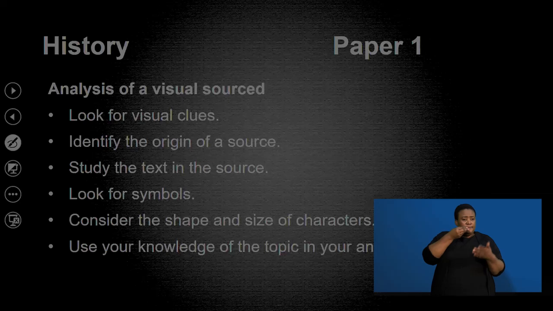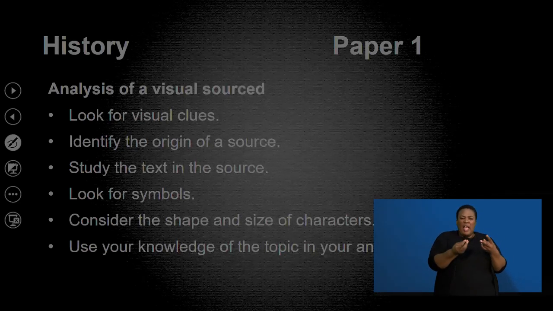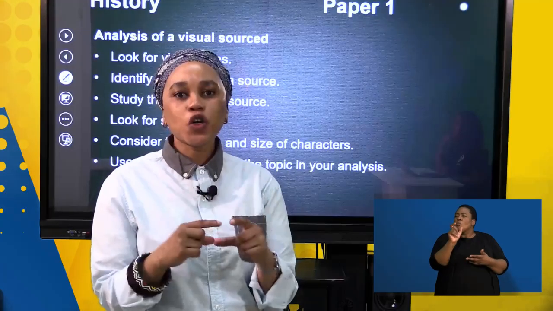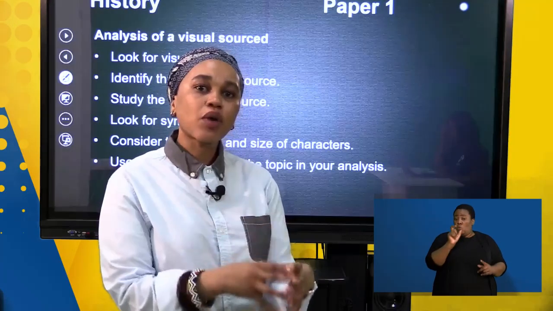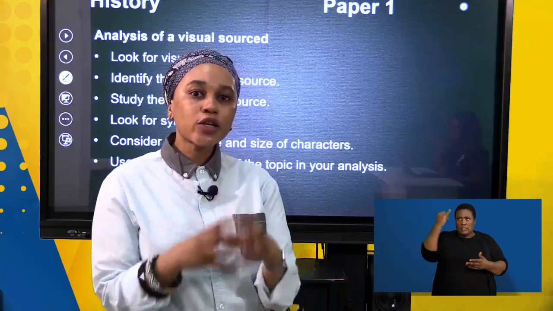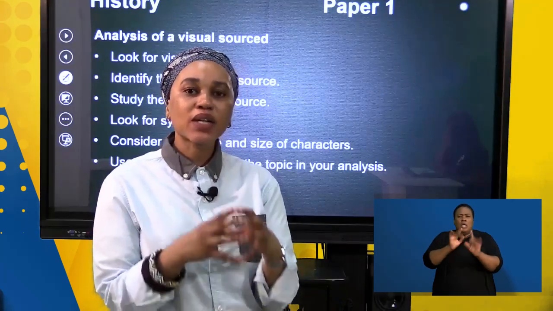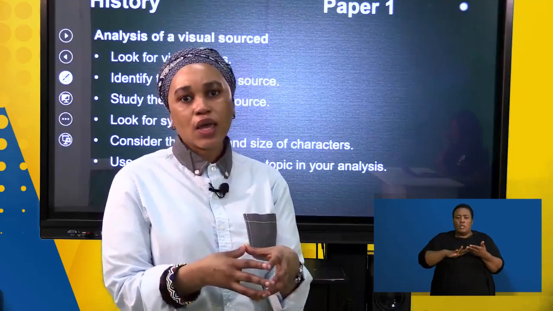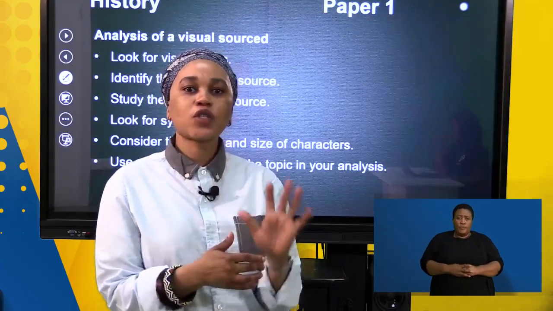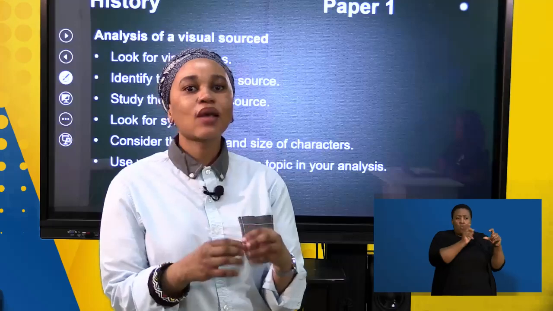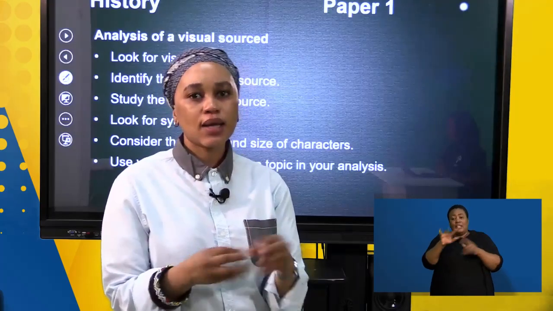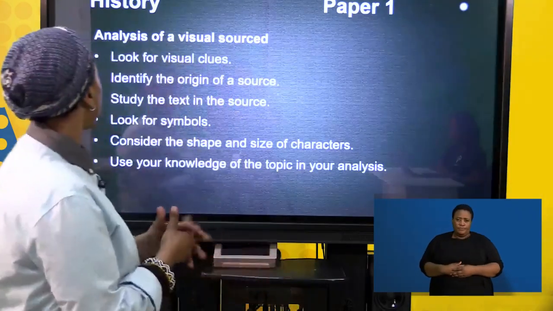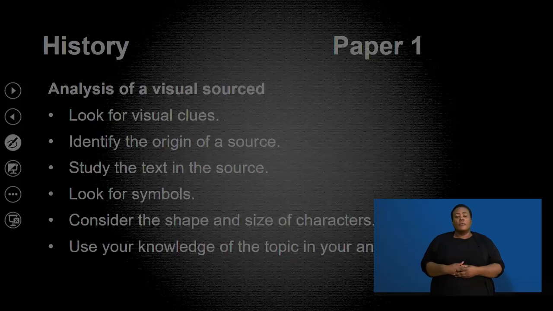So most visual sources, especially cartoons, will have text. Even if it's just one word, that word is a clue to answering a question. It is a clue to conveying a particular message that the cartoonist wanted to convey. Okay, what happens is in some photographs you will not find texts, but in cartoons you will find a lot of text. Okay, you have to look for symbols as well.